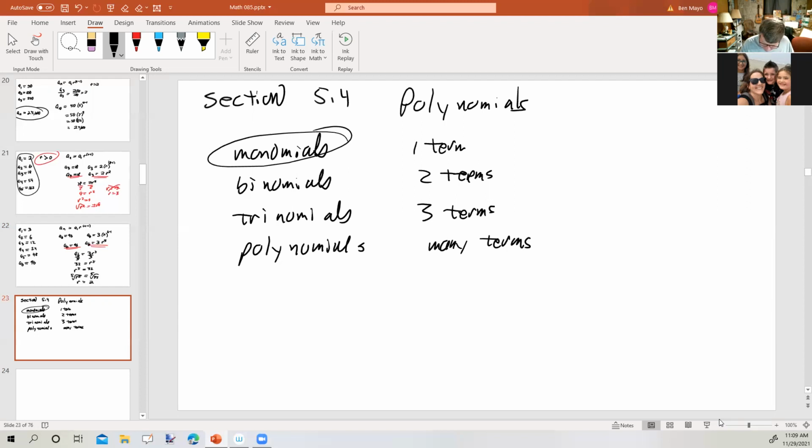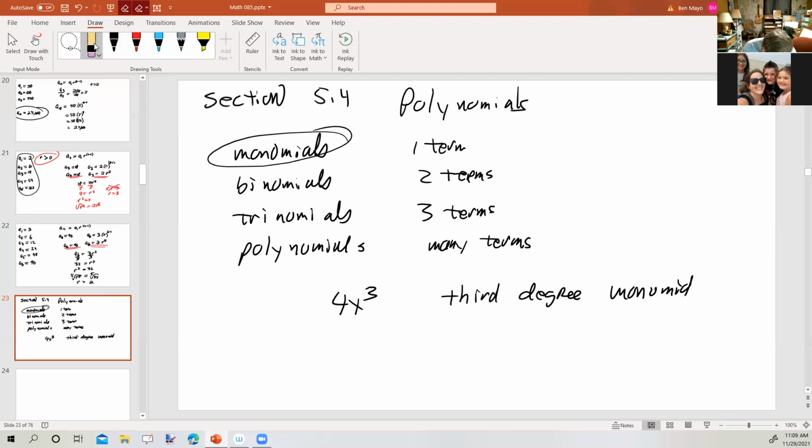Okay. Now, the degree, let's talk about the degree of a term. So let's say I've got 4x cubed. This would be a 3rd degree monomial. Okay, it's a single term, but the exponent on the variable is a 3. So it's a 3rd degree monomial.